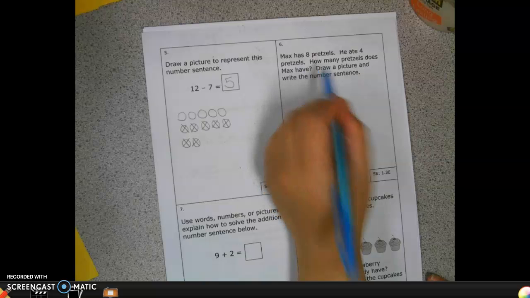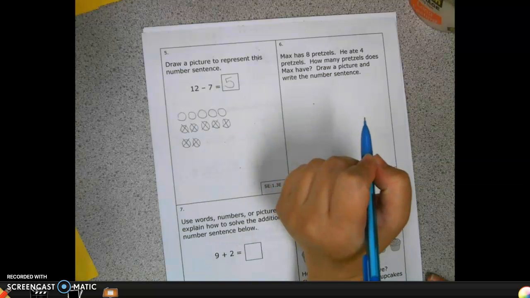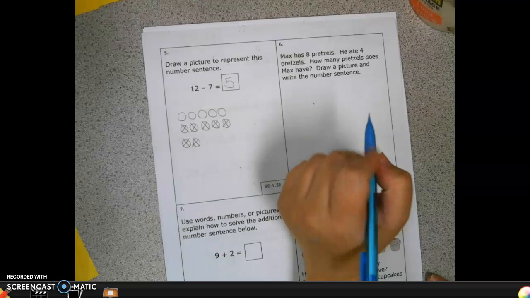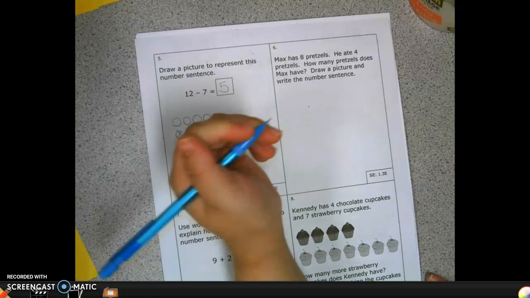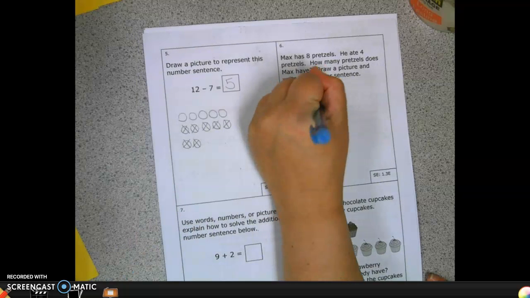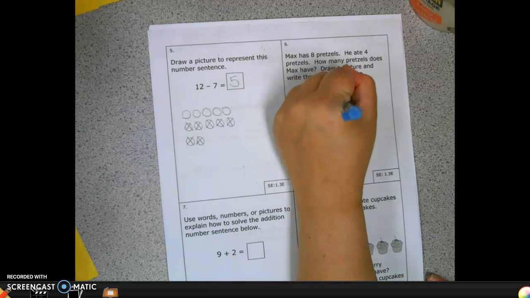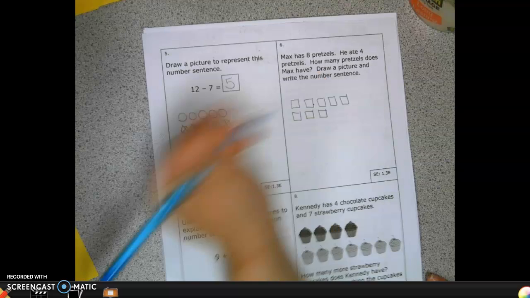Max has 8 pretzels. He ate 4 pretzels. How many pretzels does Max have? Draw a picture and write the number sentence. Well, I know Max has 8 pretzels. I'm going to represent those pretzels with squares. 1, 2, 3, 4, 5, 6, 7, 8.